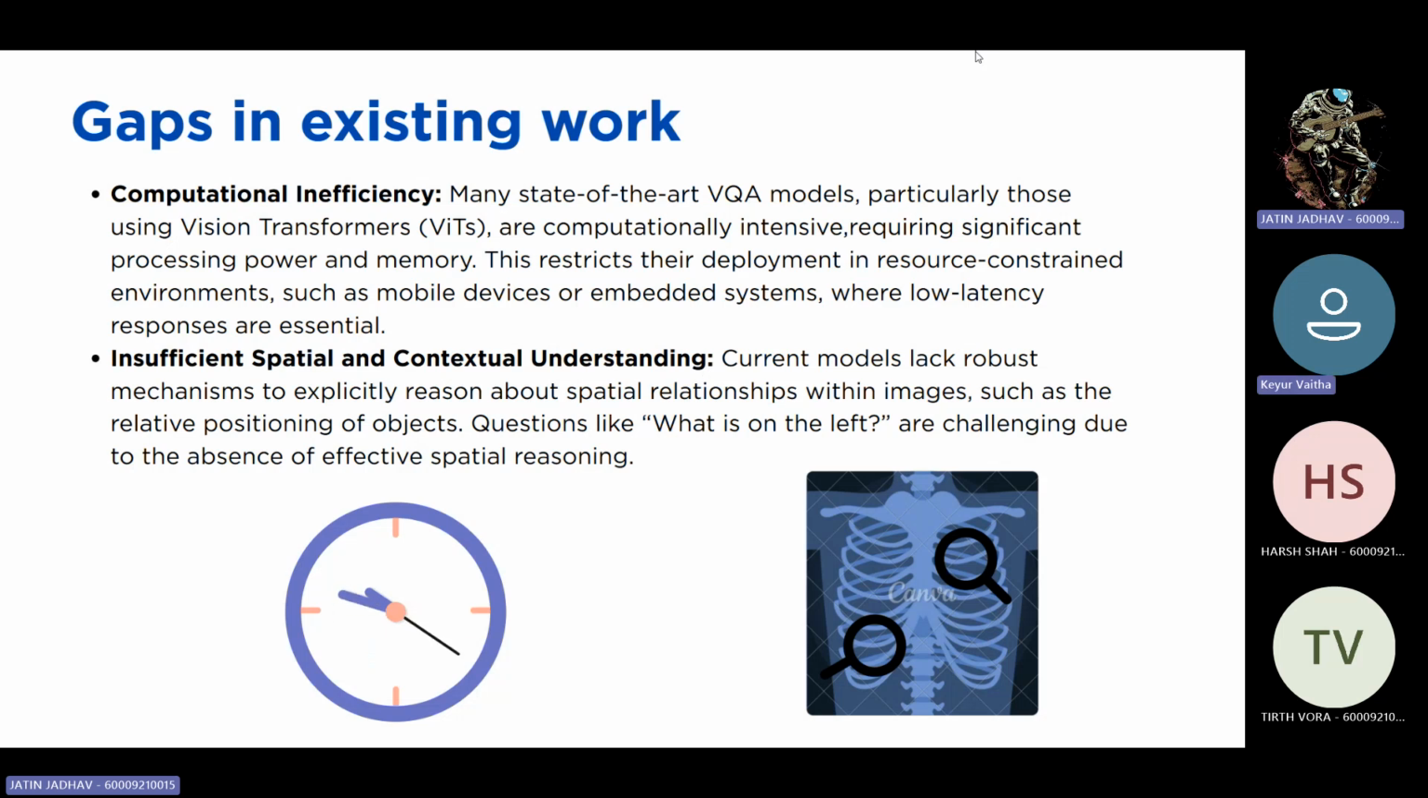The other gap is insufficient spatial and contextual understanding. The current models lack robust mechanisms to explicitly reason about spatial relationships within the image, such as the relative positioning of the objects, or questions like what is on the left of the image. These are the challenges due to the absence of effective spatial reasoning. Next.